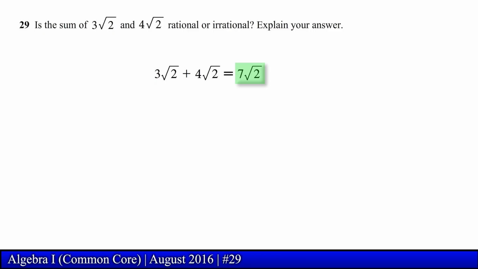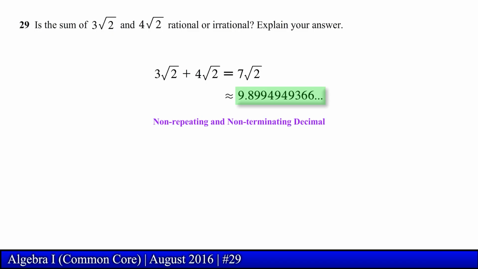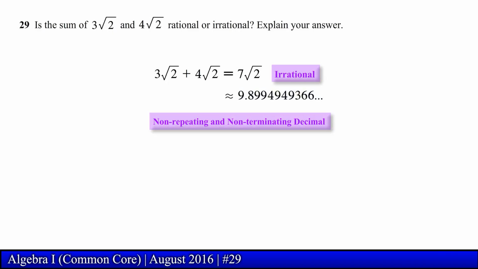Let's now use a calculator to rewrite this sum into its decimal representation. Notice that the decimal representation does not terminate, nor does it have any repeating digits. Therefore, this number is an irrational number. This means that this number cannot be written as a ratio of two integers. So this is our final answer.